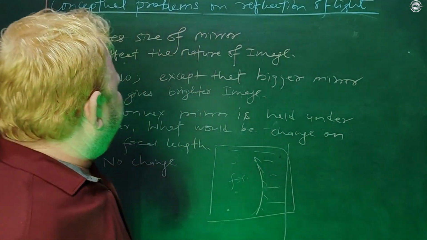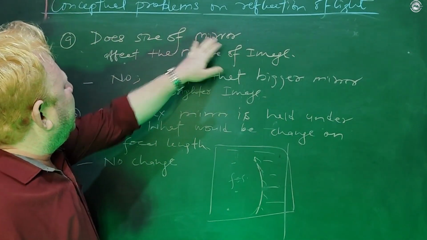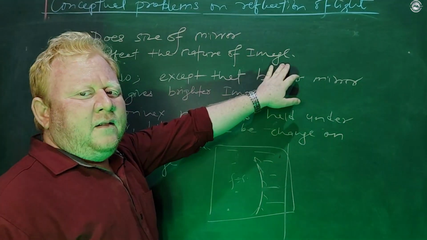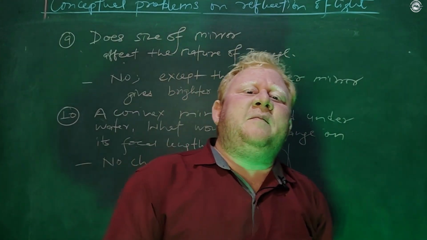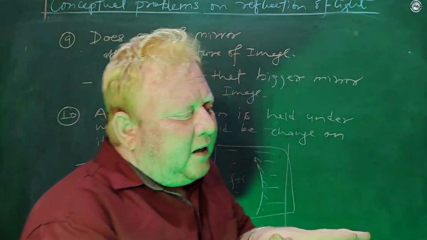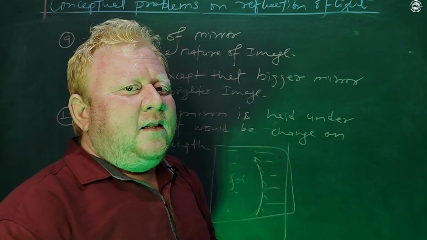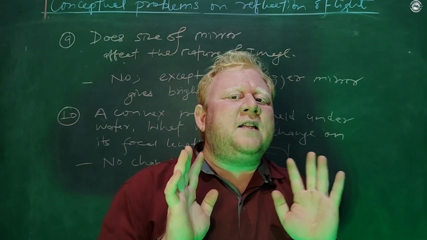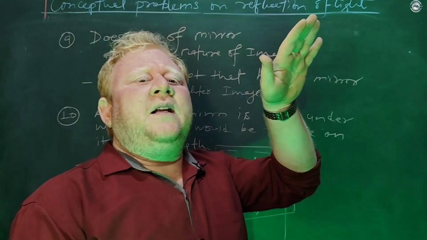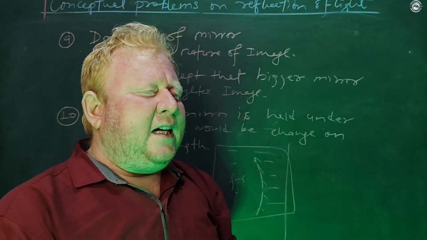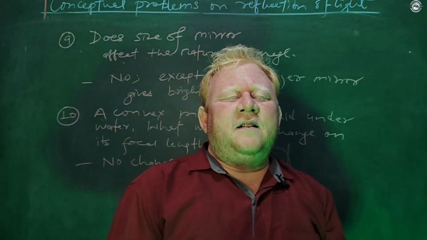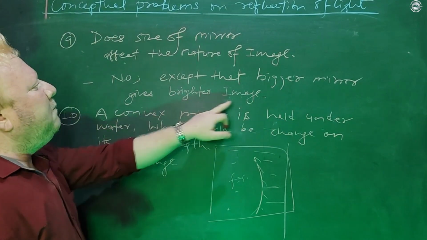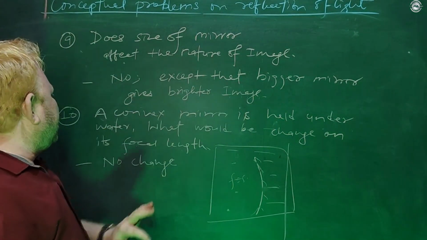So this is one of the questions. Does the size of mirror affect the nature of image? No. Whether the mirror is smaller or bigger, still the mirror is capable of obtaining full length of image. But one thing I can say, that a bigger size mirror has a bigger reflecting surface area, can give you more brightness. So yes, you will write no, except that bigger mirror gives brighter image. Clear? Next question पे आते हैं.